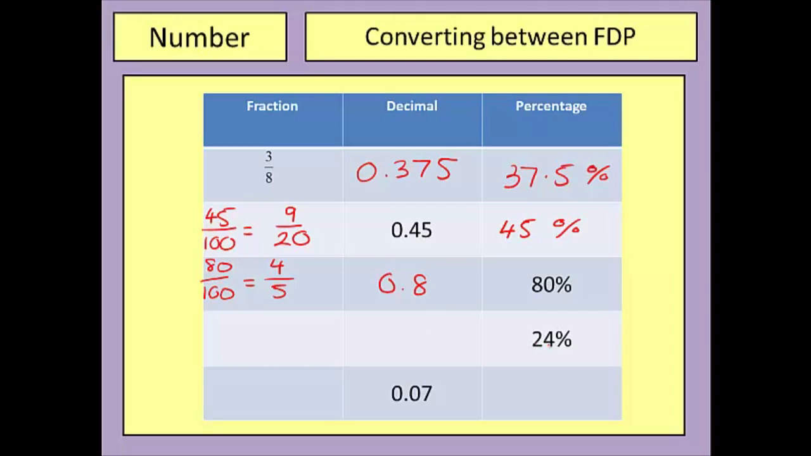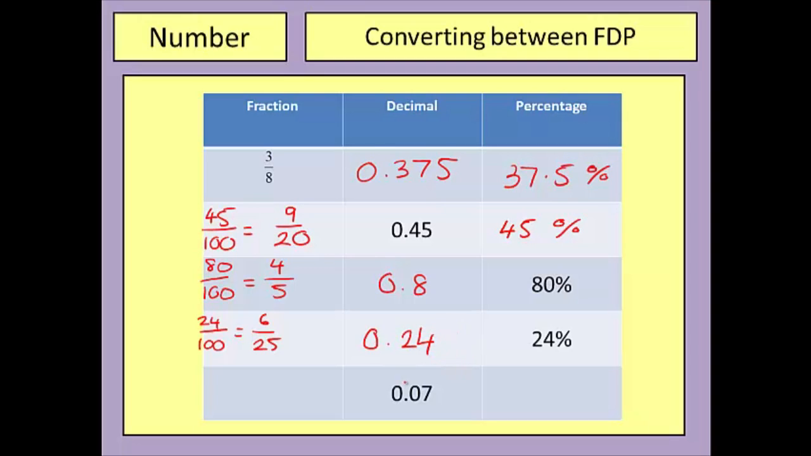Example number 4, 24%. I'm going to make it 24 over 100, and that's not fully simplified, so I'll need to fully simplify this to get 6 over 25, and then I'm going to do 6 divided by 25 to get my decimal, which is 0.24.